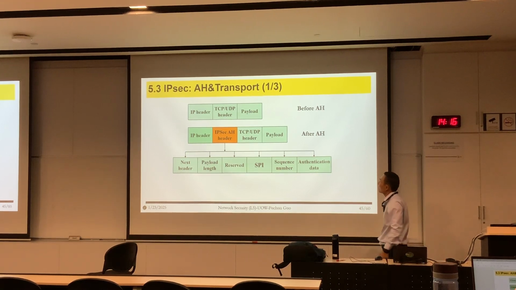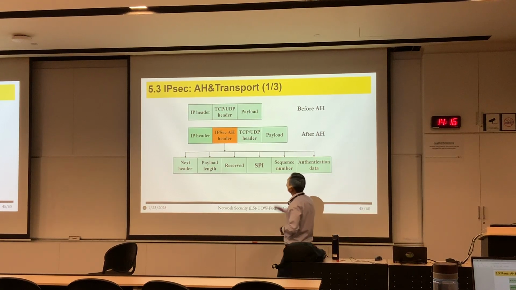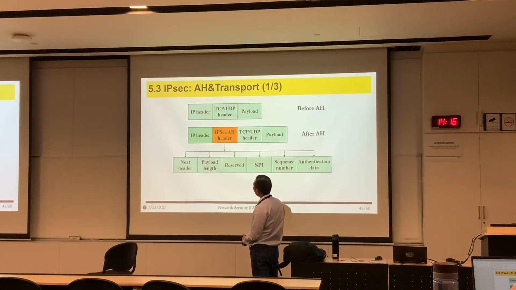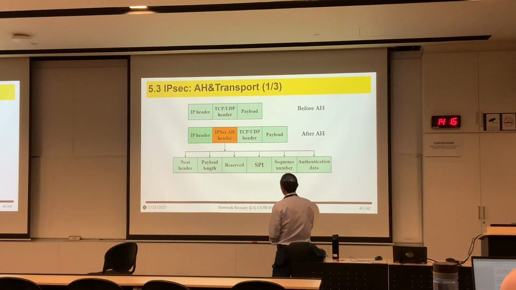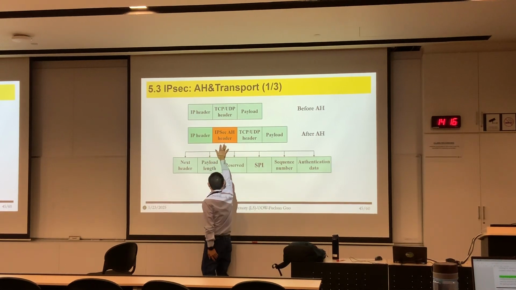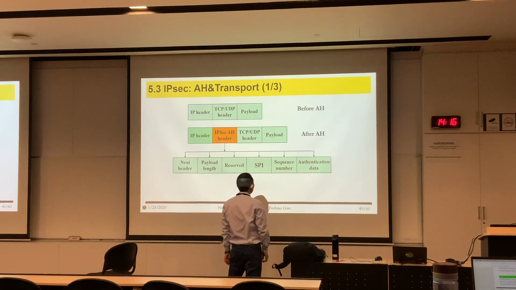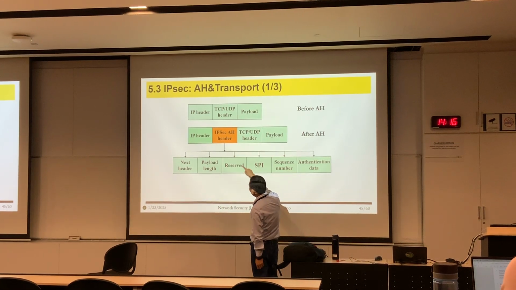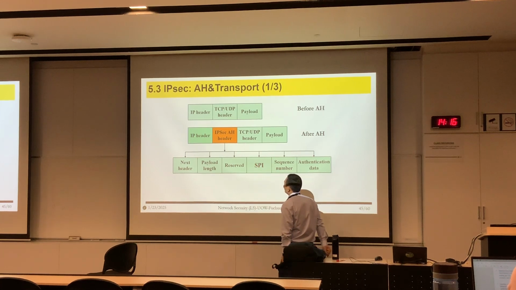And now, yes, we'll just have a look at this tunnel. The first row, that picture showing the original IP package. After running AH plus transport, the IP package will become like this, right? And this is the new header. Inside this new header, it will have 1, 2, 3, 4, 5, 6 fields.